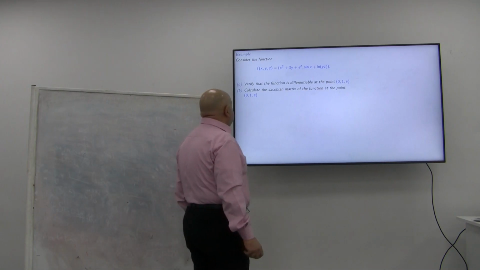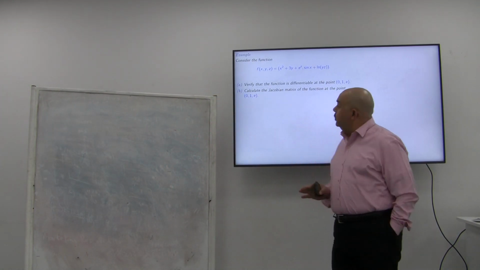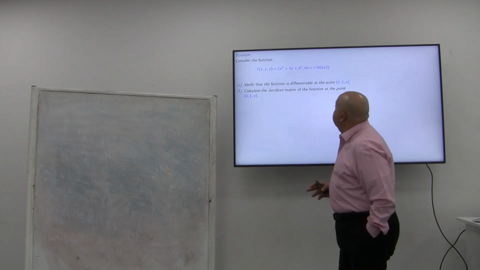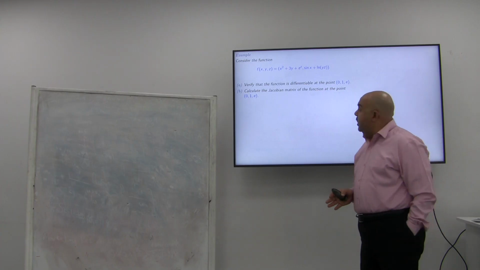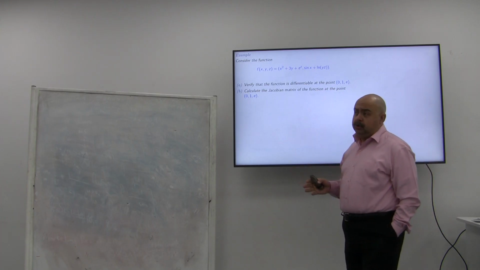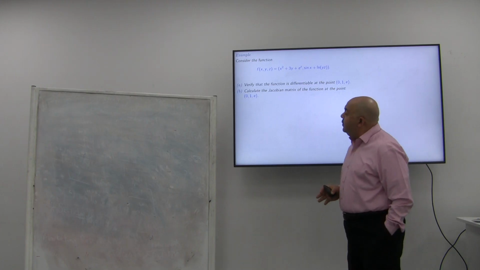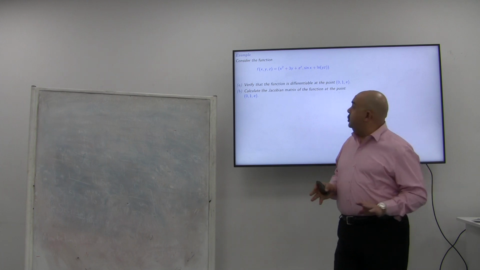So once more, he is asking you to verify that this function, which maps R3 into R2, is differentiable at the point (0, 1, e). And he also wants you to calculate the Jacobian matrix of this function at the point (0, 1, e). So let's start our discussion.